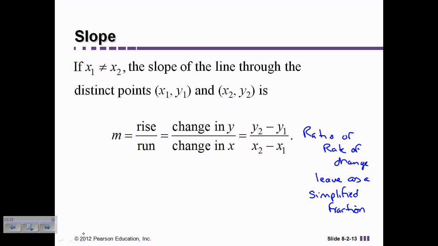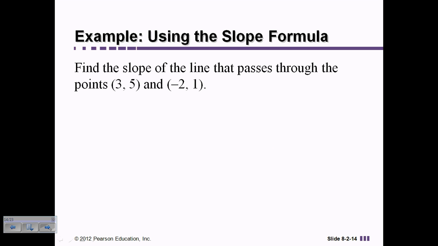Okay, so let's go through an example. So here we have 2 points, (3, 5) and (-2, 1). If we do a quick sketch just to see where those 2 points are on our graph, (3, 5) is up here, (-2, 1) is over here, and we want to find the slope between those two points.